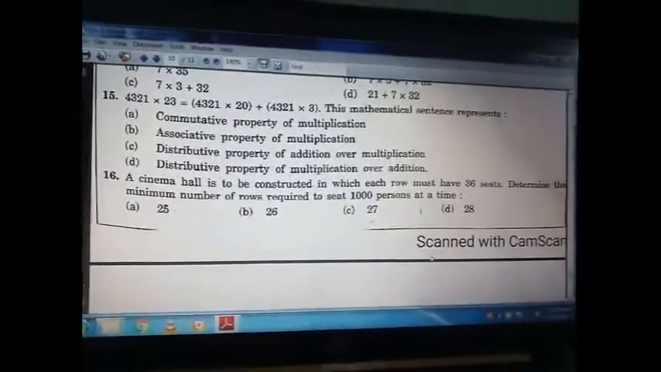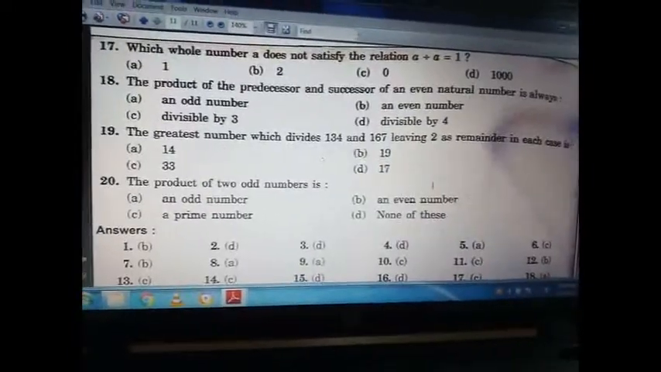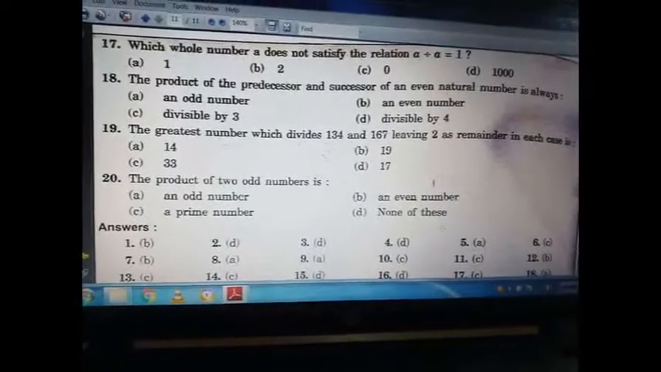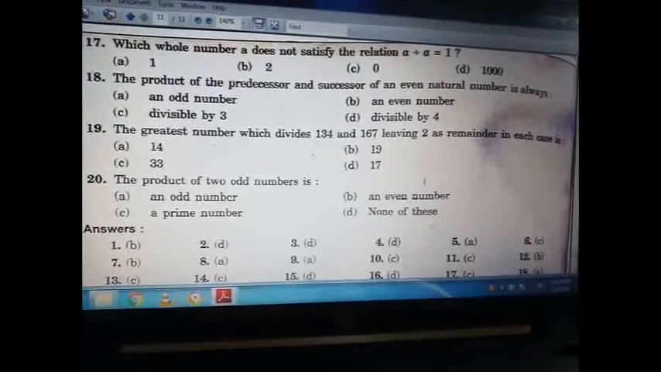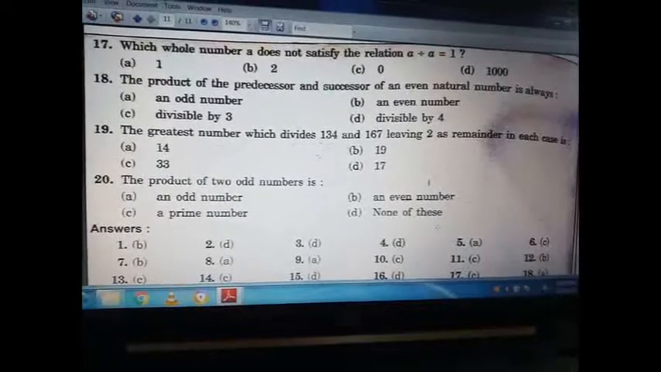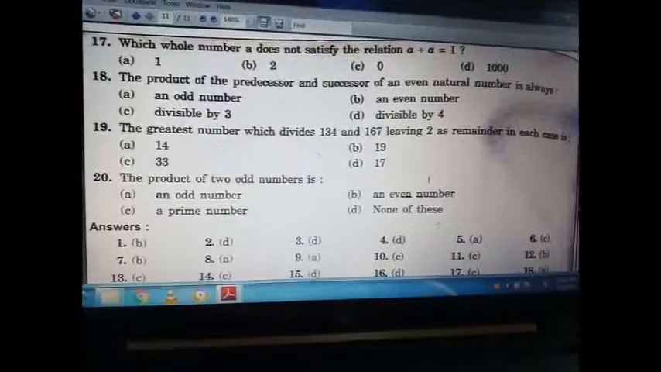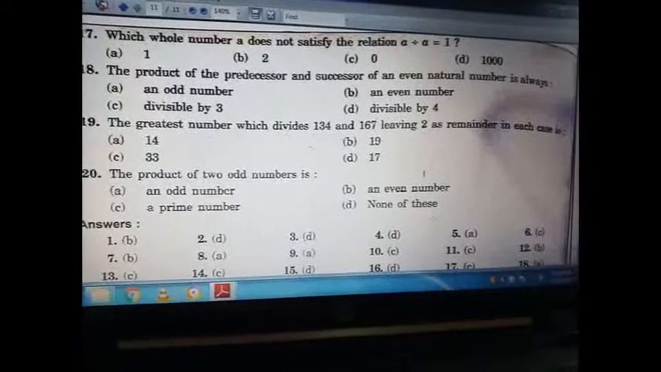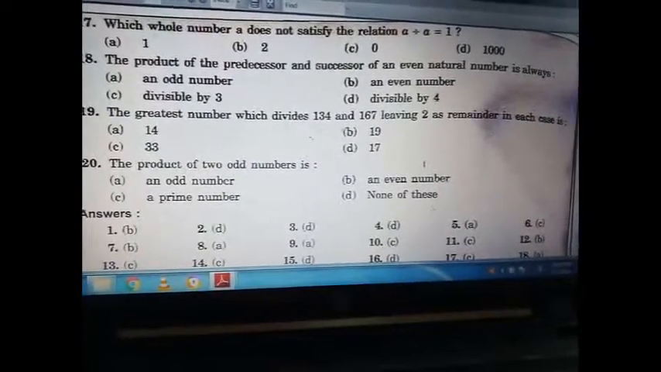Now question number 16 is your assignment work. Questions 17, 18, 19, 20, from 16 to 20, it is your assignment work. You have to solve these questions, and we will discuss our next chapter in the next video. You have to solve each and every question of this exercise, and the last 5 questions are to be solved by yourselves. Okay, so go through each and every part.